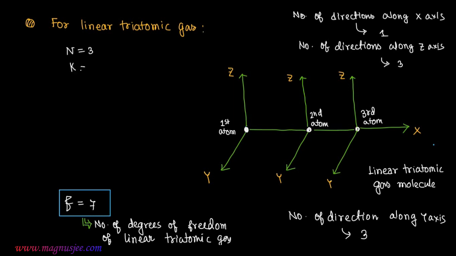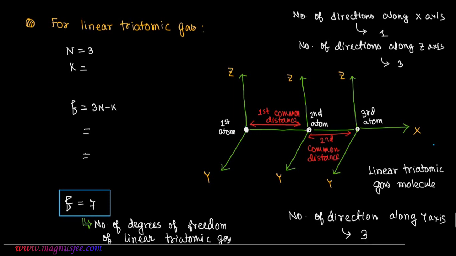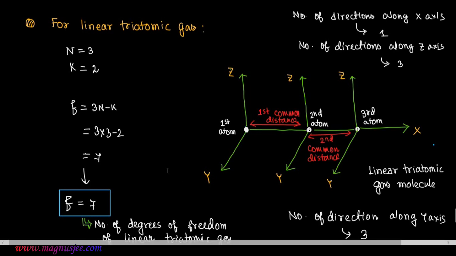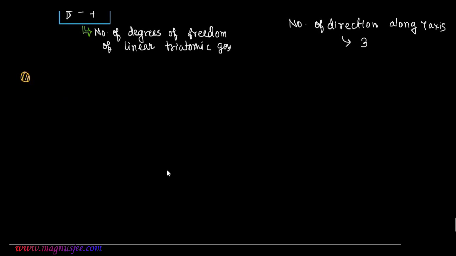Here the number of atoms in a molecule is n, which is 3, and the number of degrees of freedom F is equal to 3n minus k. And here the value of the number of constraints, k, will be what? This is the first common distance between the first atom and second atom along x-axis, and there should be another common distance between the second atom and third atom along x-axis. That's why the value of k, or number of constraints, will be 2, and we get the number of degrees of freedom F as 7 for linear triatomic gas.